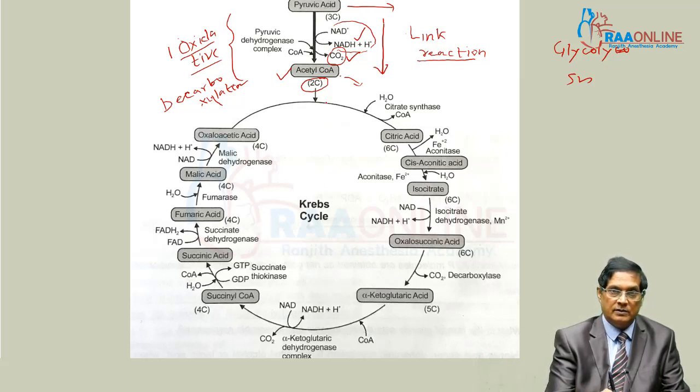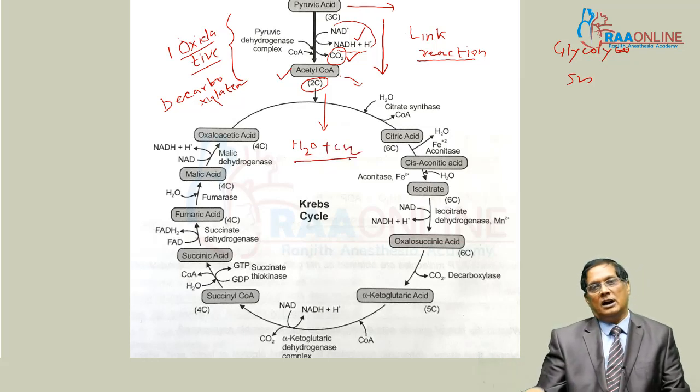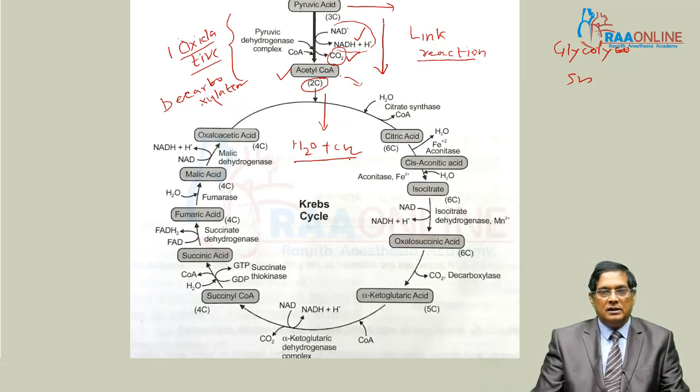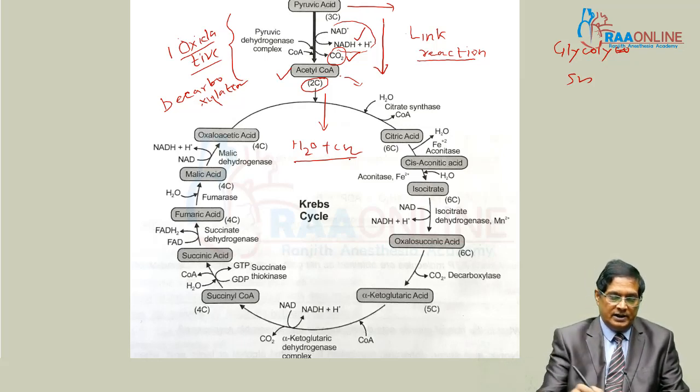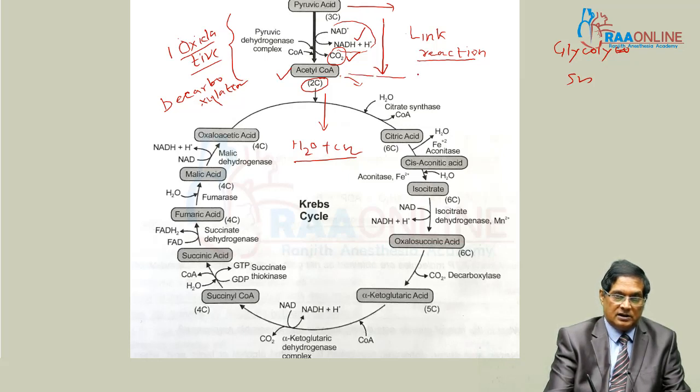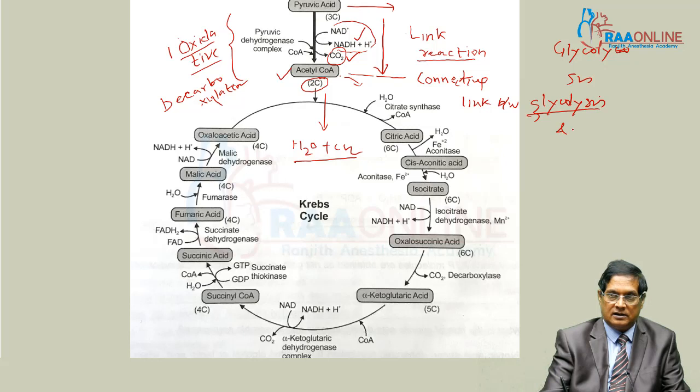Then this acetyl coenzyme is oxidized completely by the Krebs cycle, and the final products of the Krebs cycle are H2O plus CO2. That is, complete oxidation of acetyl coenzyme takes place by the Krebs cycle. So acetyl coenzyme A is the connecting link between glycolysis and the Krebs cycle.